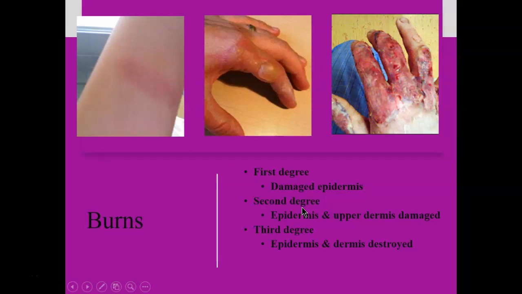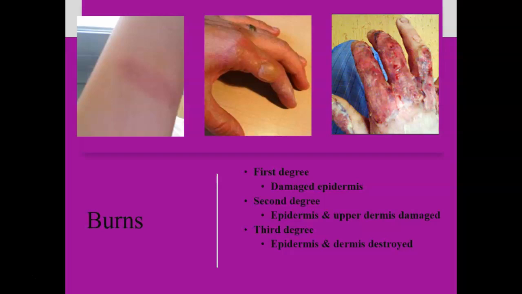All right, so while we're talking about skin, let's talk briefly about a very common damage to the skin, and that is burns. Burns are classified based on how much tissue is damaged, how deep is the damage. A first-degree burn, such as a sunburn, as you see in the picture here on the left, is only causing damage to the epidermis. Now, it gets red, it may be painful, but it is a superficial damage.